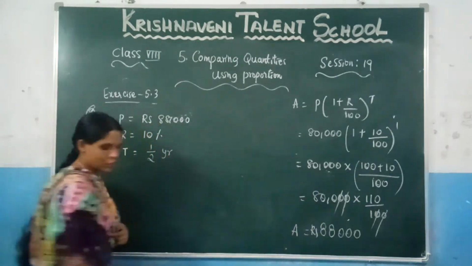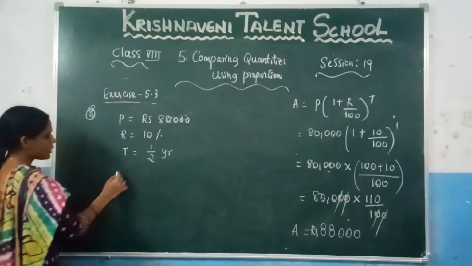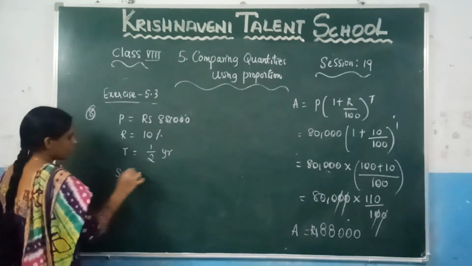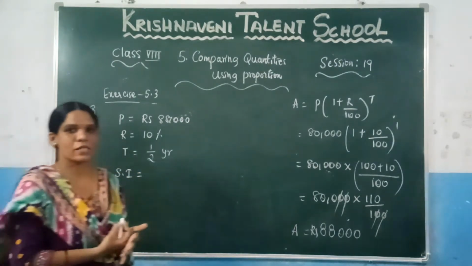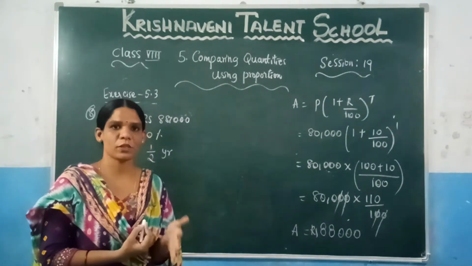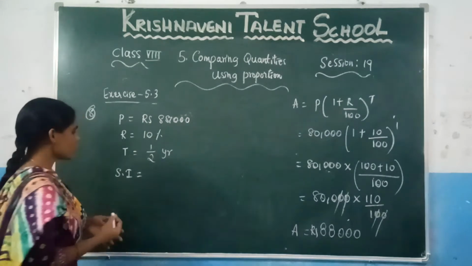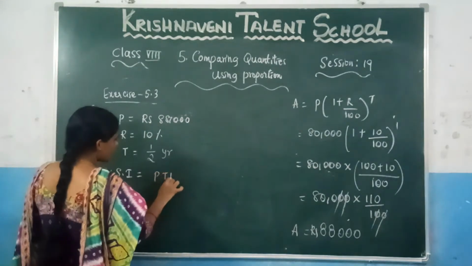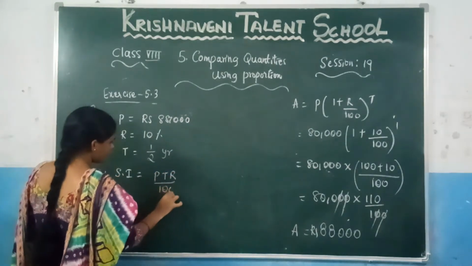Rate. Now we need to calculate here the simple interest. So let us calculate the simple interest. What is the formula for the simple interest, which is nothing but PTR by 100, principal into time into rate by 100. So you can write it here PTR by 100.